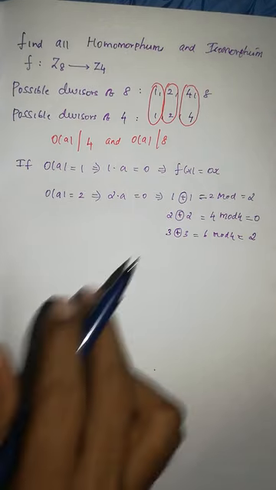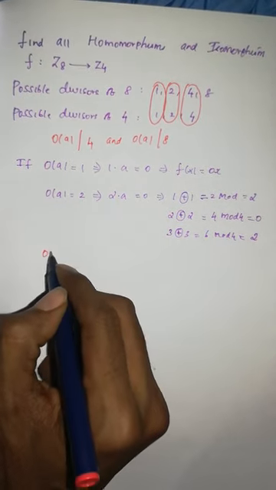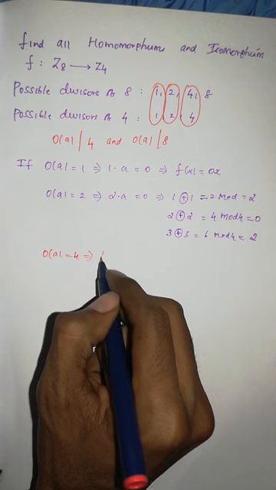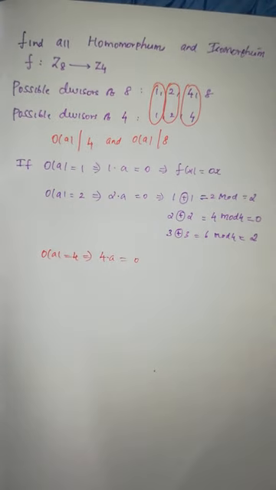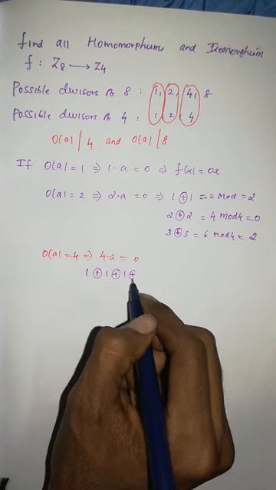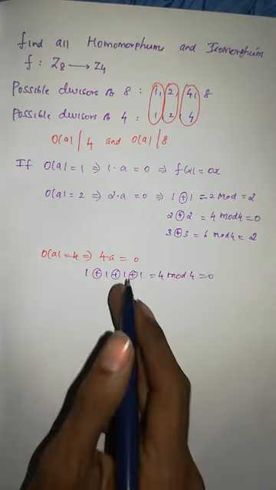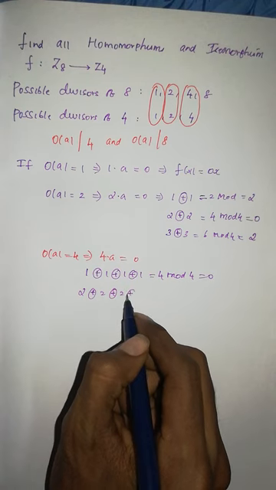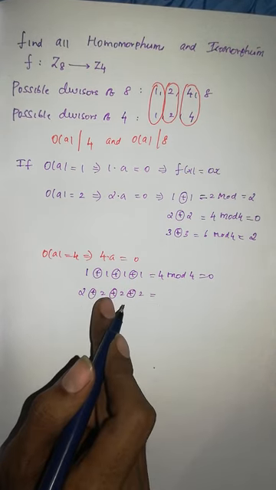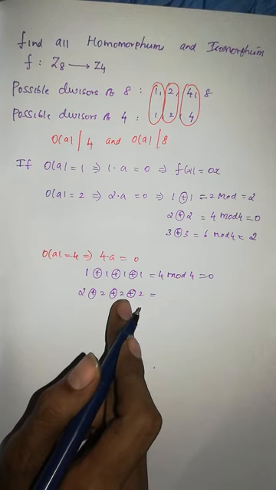Now we move on to order of a equal to 4. This implies 4 times a is equal to 0. That is, we add 4 times and want to get 0. Now first, if a is 1, then 1 plus 1 plus 1 plus 1 is 4 mod 4, which is 0. So this one satisfies the condition. If a is 2, then 2 plus 2 plus 2 plus 2. Now 2 plus 2 is 4, and 4 mod 4 is 0. Now 0 plus 2 is 2, and 2 mod 4 is 2.